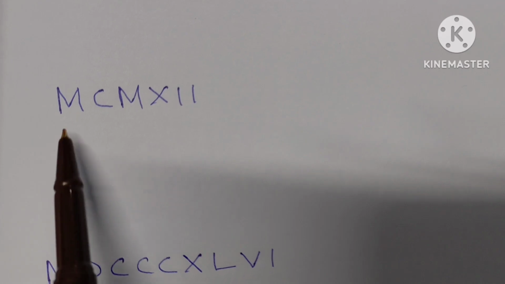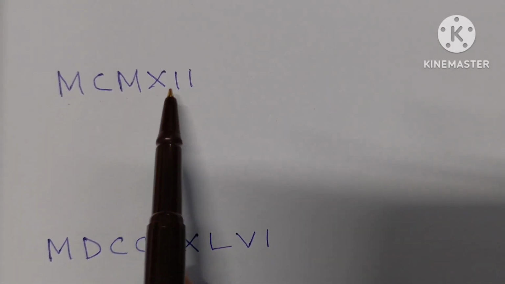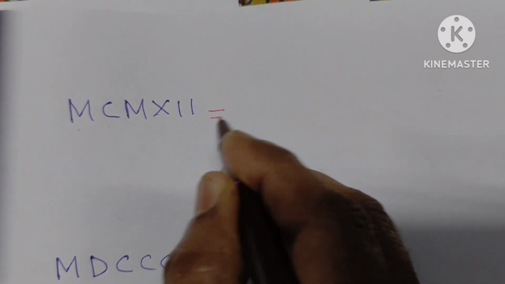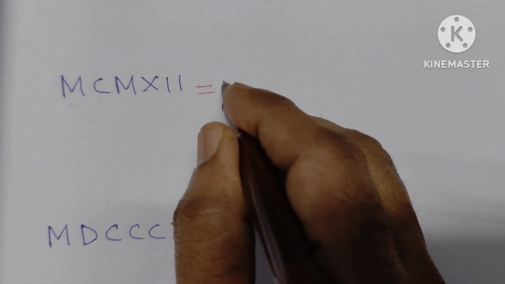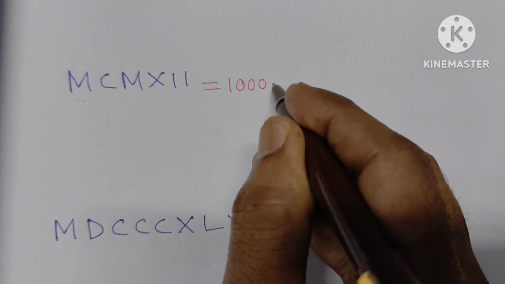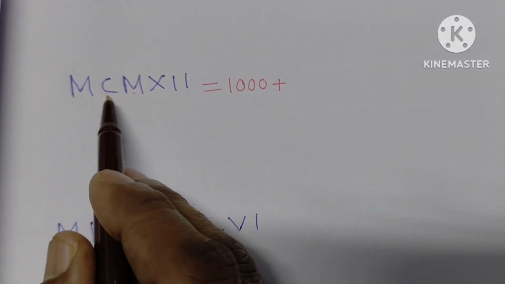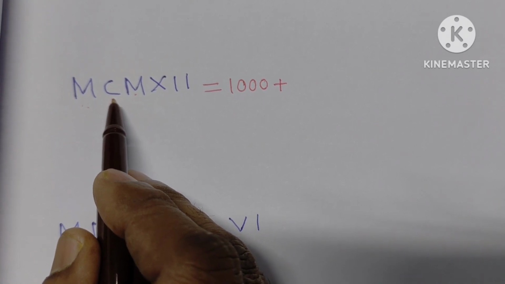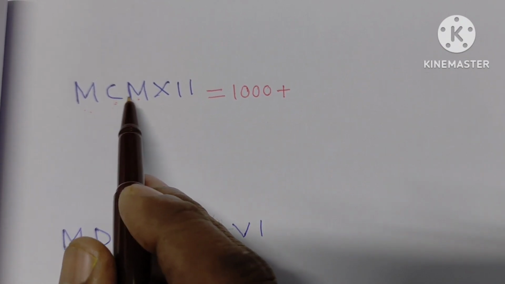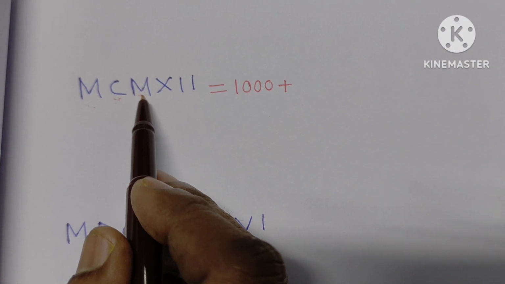Let us now move to the next one. This one, MCMXII. We know that M represents 1000, plus, here we see this one is the larger symbol, this one is the smaller symbol. We know that the smaller symbol written before the larger symbol is subtracted.